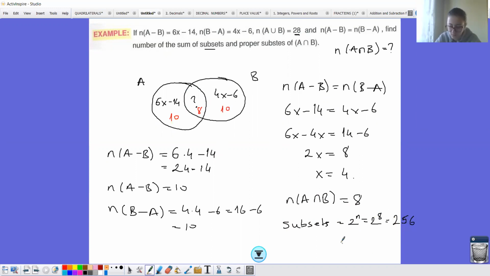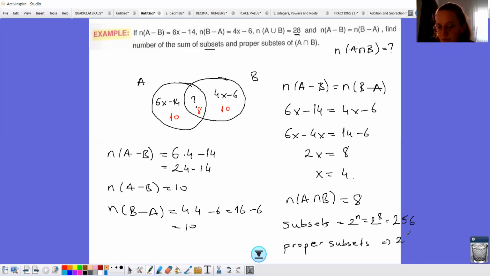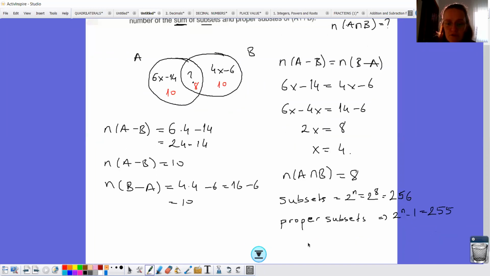I can have some mistakes, okay? You can check later. And proper subsets? How are we finding proper subsets? 255. Yes, proper subsets. I cannot write today. I don't know why. It will be 2 to the power of n minus 1, which is 255. And here we need to find the sum of them. So 256 plus 255 is equal to 511. Yes.